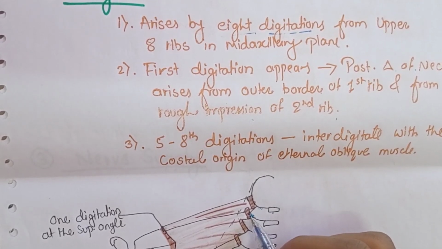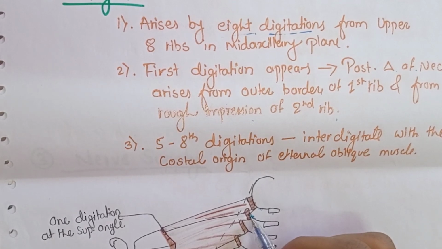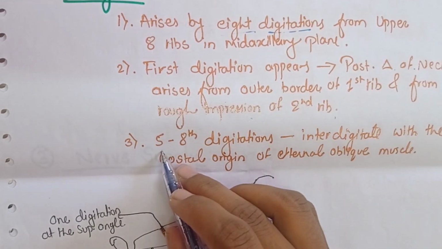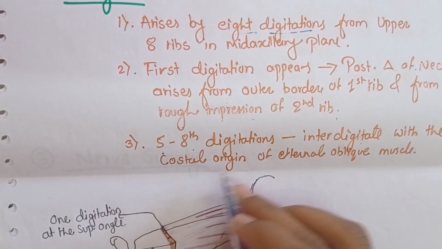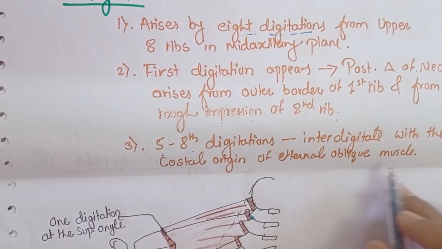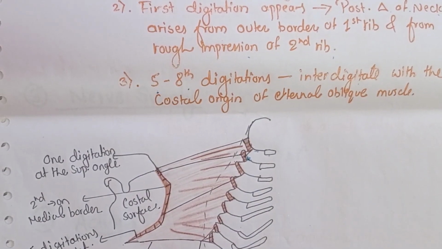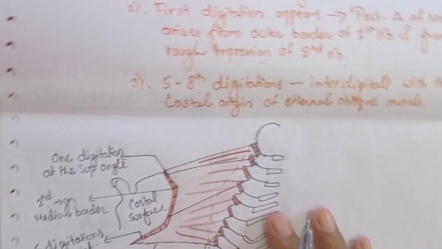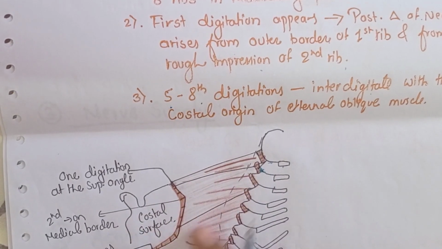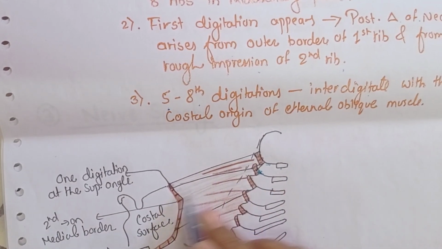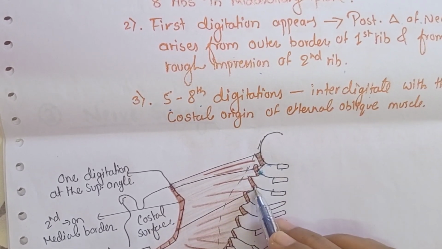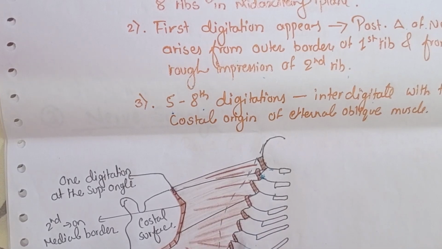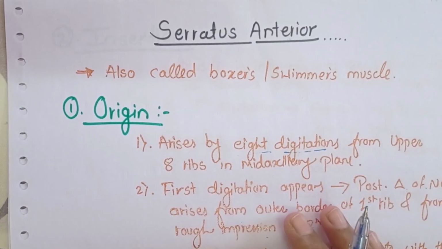Now the next point that we have to remember in the origin of this muscle is that the 5th to 8th digitations interdigitate with the costal origin of the external oblique muscle. 8 digitations from the upper 8 ribs will be there. First digitation from the first rib and the rough surface of the second rib, and the remaining from the other ribs in the lower part. This is the origin of the serratus anterior.